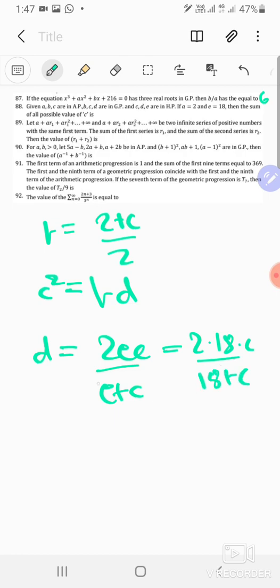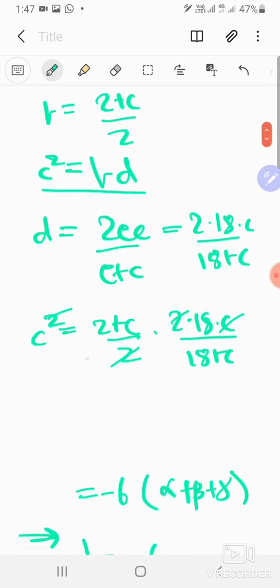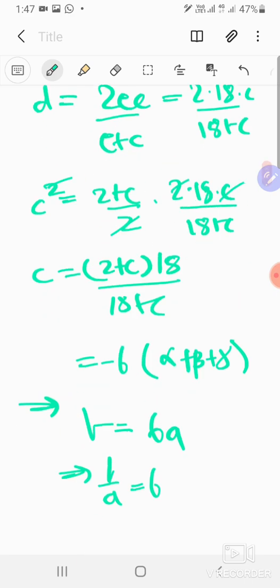So now we can put this value of D in terms of C into this equation. That will give me C squared equals (2 plus C) upon 2 into 2 into 18 into C upon 18 plus C. This cancels, and in fact this also cancels. C cannot be 0 because then the harmonic progression doesn't make sense, as the reciprocal would be undefined. So you will have C equals (2 plus C) into 18 upon 18 plus C.